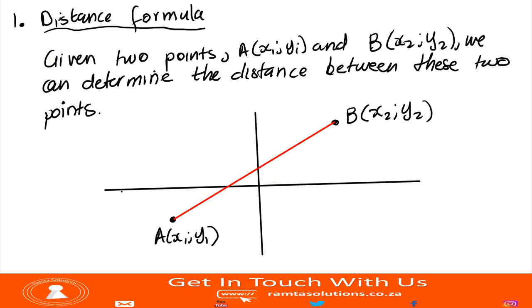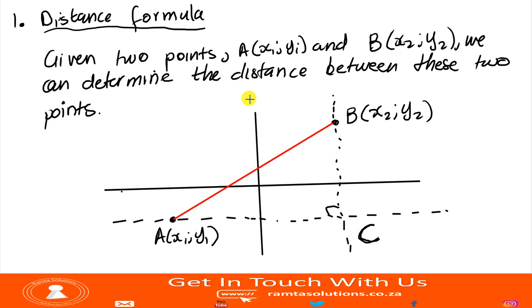Now, something that I want you to notice is this. Let me draw broken lines. I'm going to draw another broken line. Can you see that? The point here is your 90 degrees. Let's call it point C.